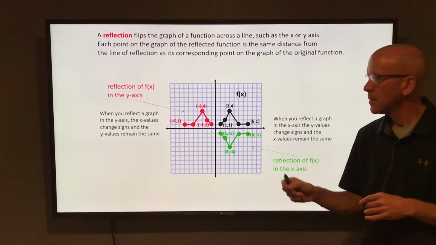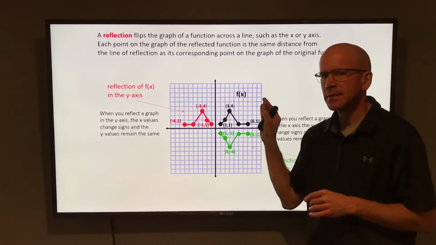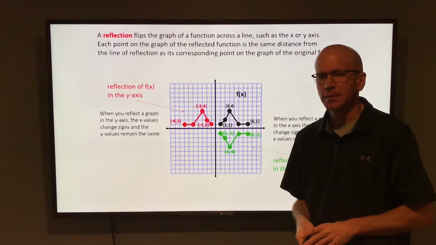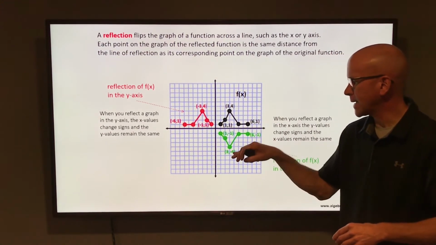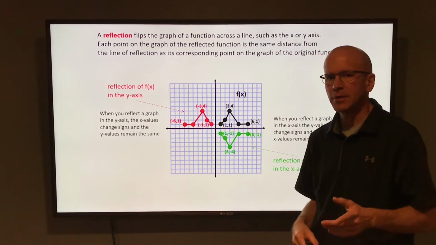Once again, reflect over the y-axis, the value of x changes signs. Reflect over the x-axis, the value of y changes signs.